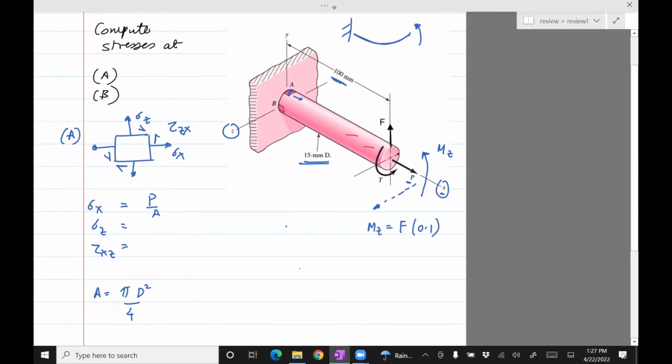Okay, then the question is, what else? Will any other force or moment contribute towards sigma x? Yes.